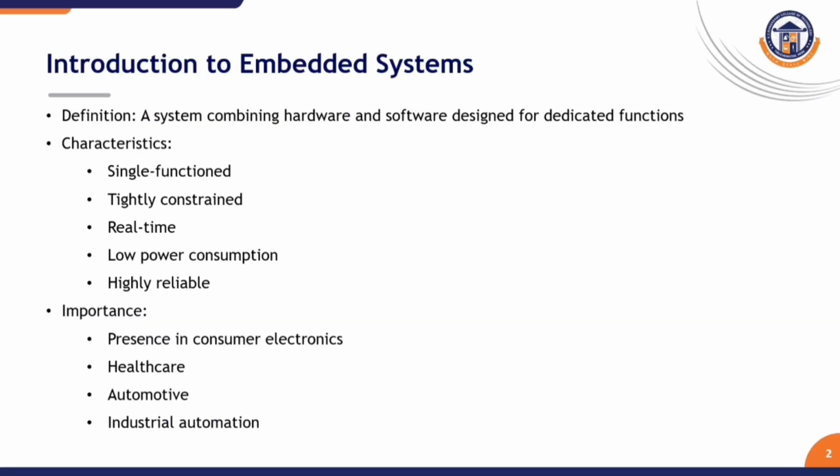Generally, an embedded system is a system combining hardware and software designed for a dedicated function. It is a special purpose computer system that combines hardware and software to perform a dedicated function. Unlike a general purpose computer such as a laptop or desktop, an embedded system is designed for one specific task. Let us see the important characteristics of an embedded system.